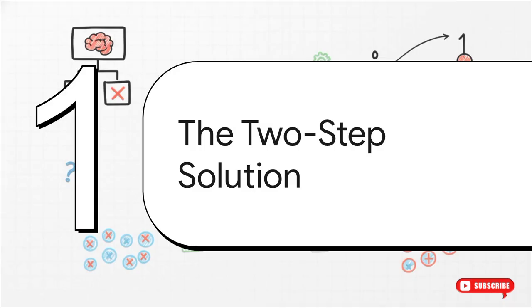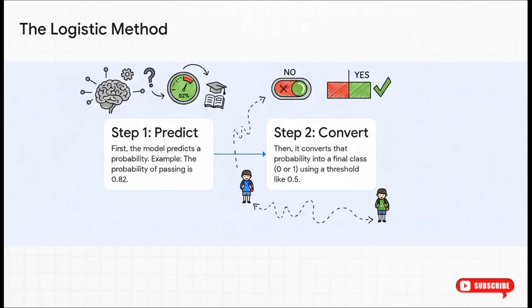So, if a straight line is a no-go, what does work? Well, this is where our hero comes in: logistic regression. And it uses this really elegant two-step solution that's perfect for these binary problems. Let's break down how it works. Okay, so instead of jumping straight to a yes or no, logistic regression does something way smarter. First, it calculates the probability. It might say, there's an 82% chance this student will pass. Then, and only then, does it take that number and use a simple rule, like, hey, if it's over 50%, let's call it a yes, to make the final call.